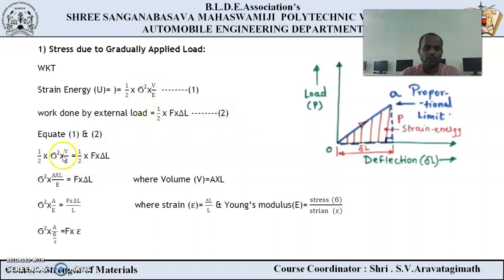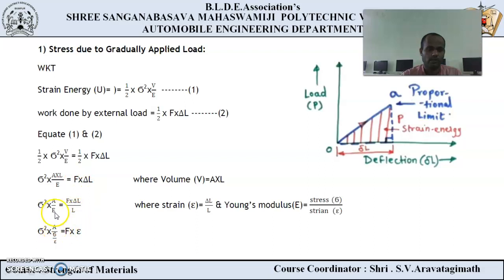By equating 1 and 2, that is 1 by 2 sigma square V by E equals 1 by 2 F into delta L. Here the half and half get cancelled, and here sigma square, and volume is nothing but area into L, divided by E, equals F into delta L. If L comes to the denominator, it becomes sigma square A divided by E equals F into delta L by L.